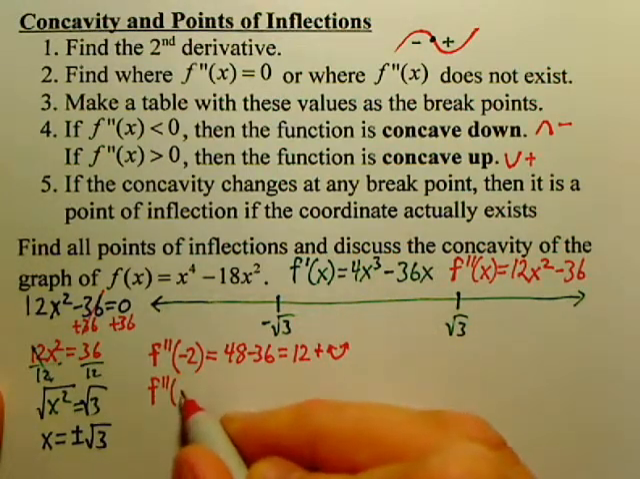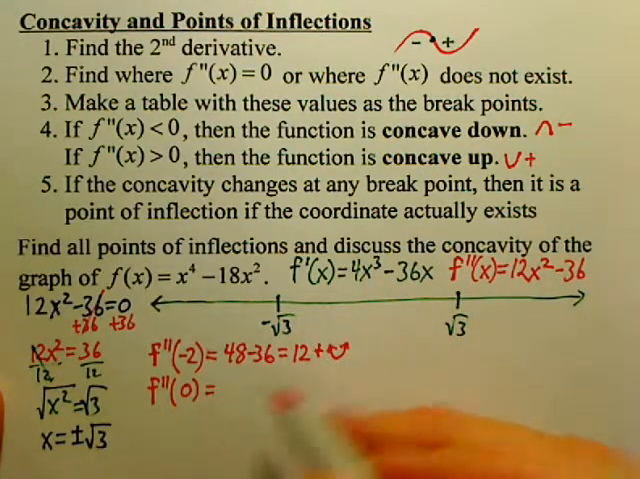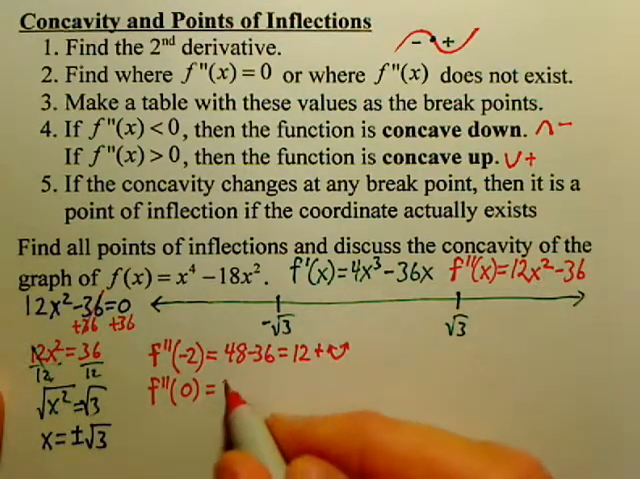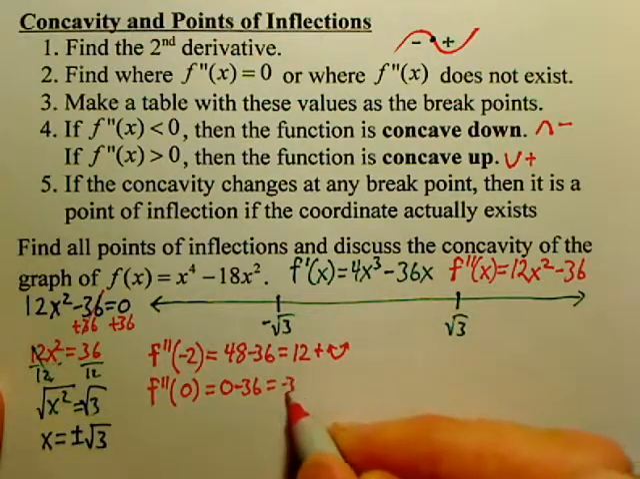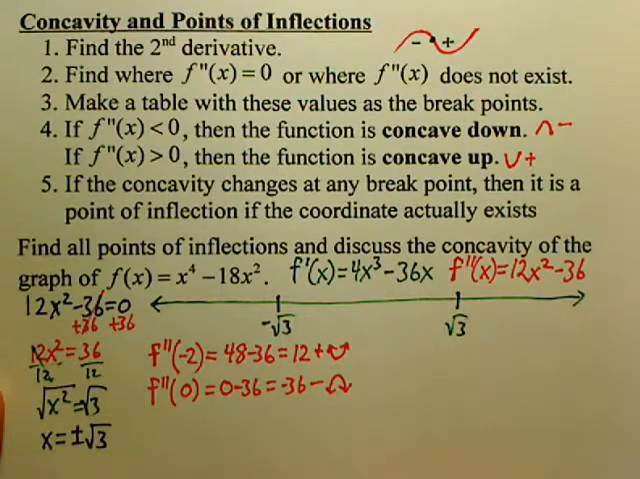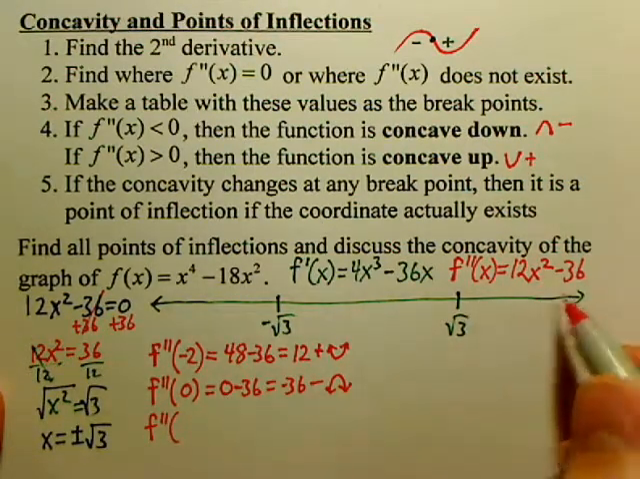Alright, into my second derivative, I think 0 would be a really good one. So let's do 0. When you plug in 0, 12 times 0 squared is 0. Minus 36. So that's negative 36, which is negative, which means it's concave down. Sad.